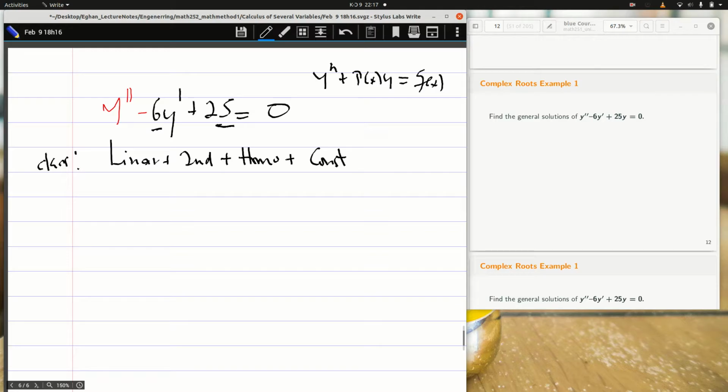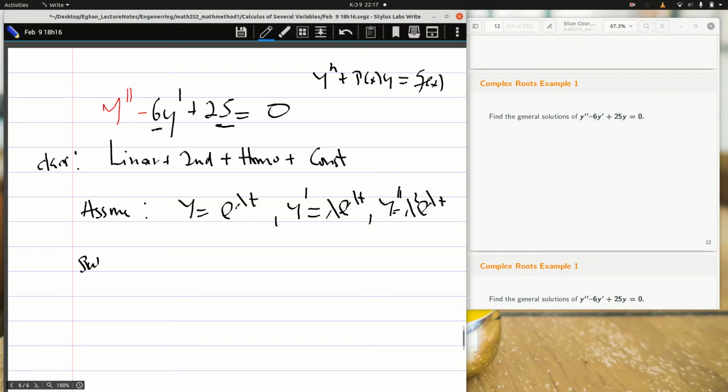Now, because it is this, I can use my root solution. I take the assumed solution of y equal to e to the lambda t. I differentiate this once, and then the second time. After doing the substitution, I can simplify. So I'll have it as substitute and simplify at a go. The more you do this, you get to see the pattern. It was going to be lambda squared minus 6 lambda plus 25 is equal to 0.